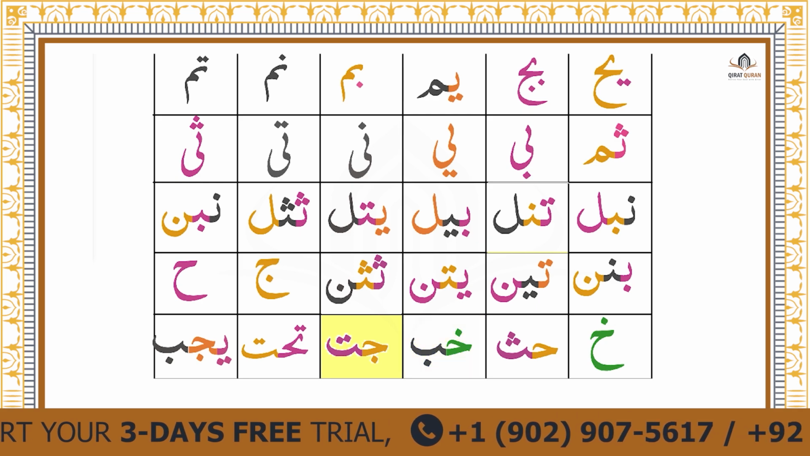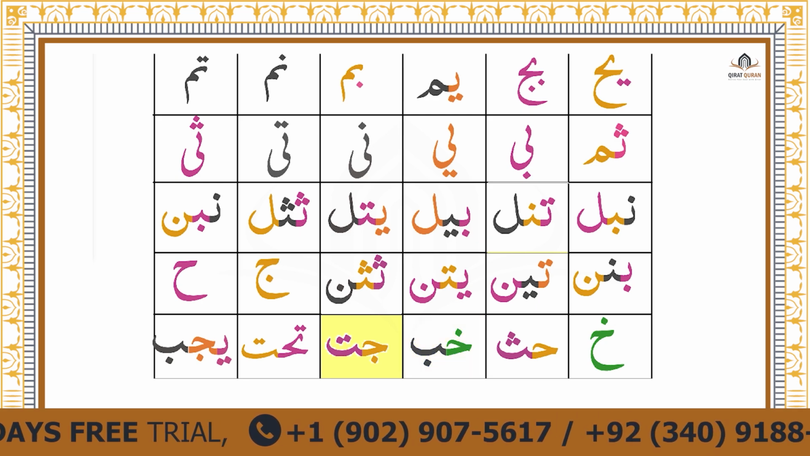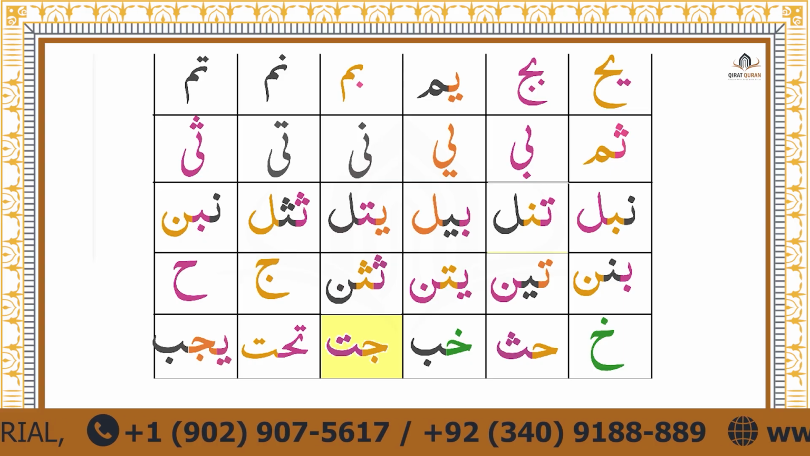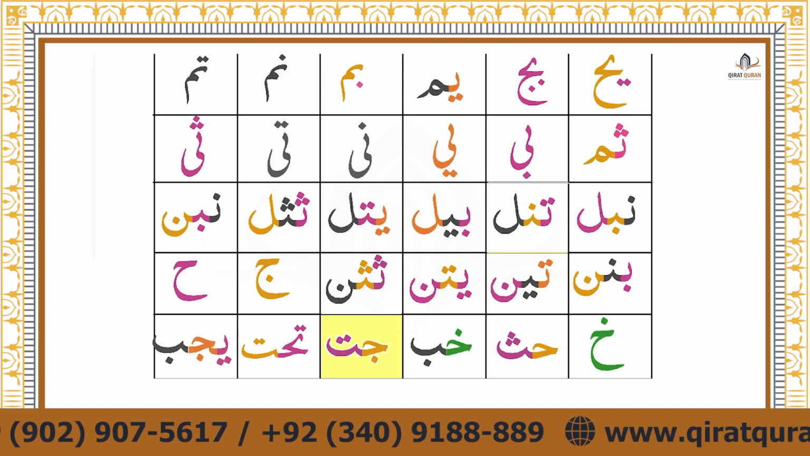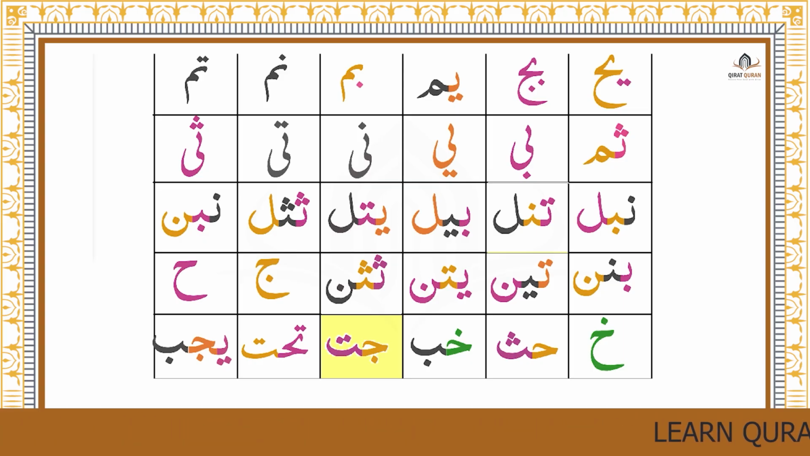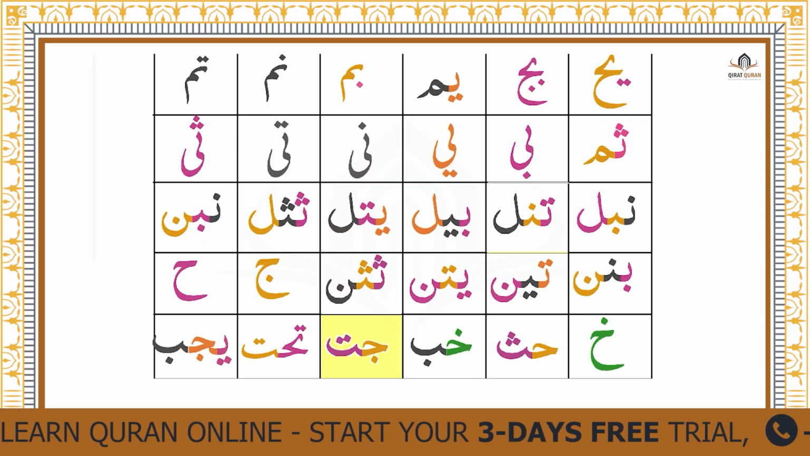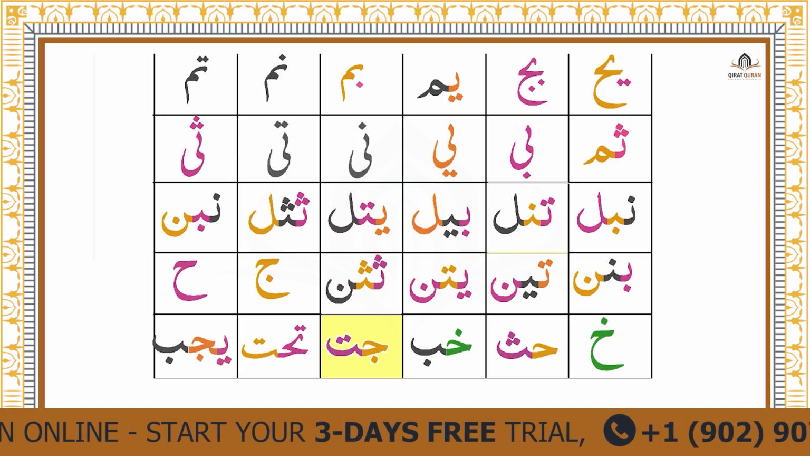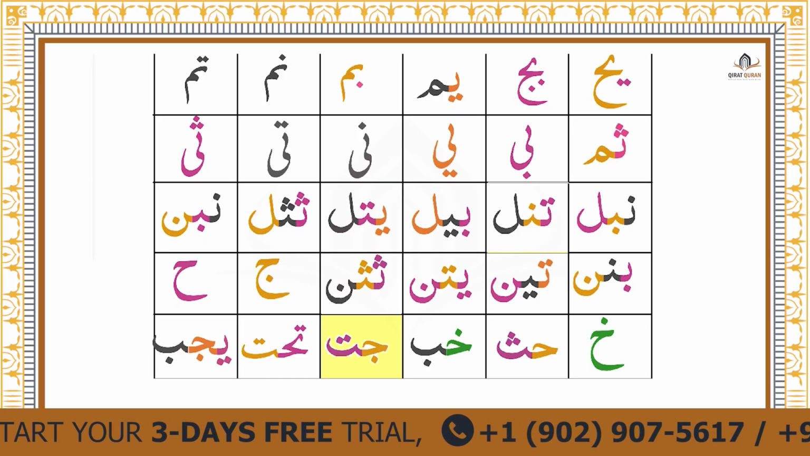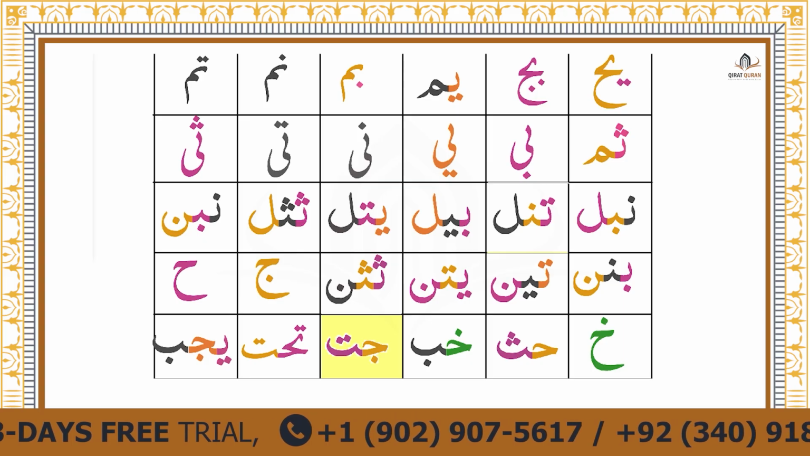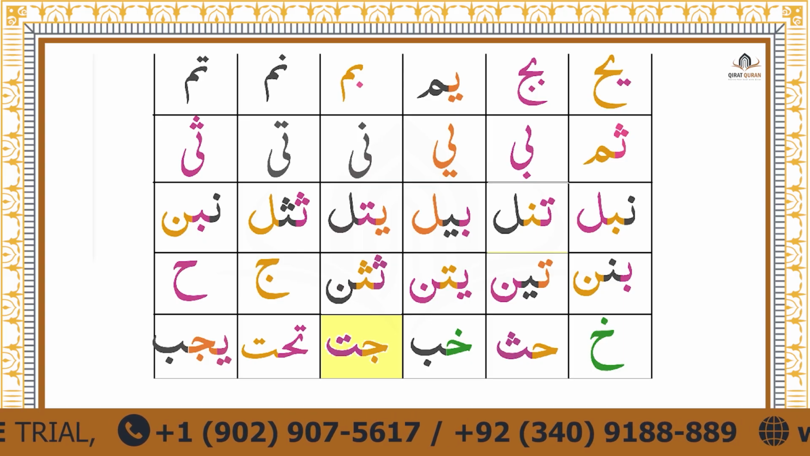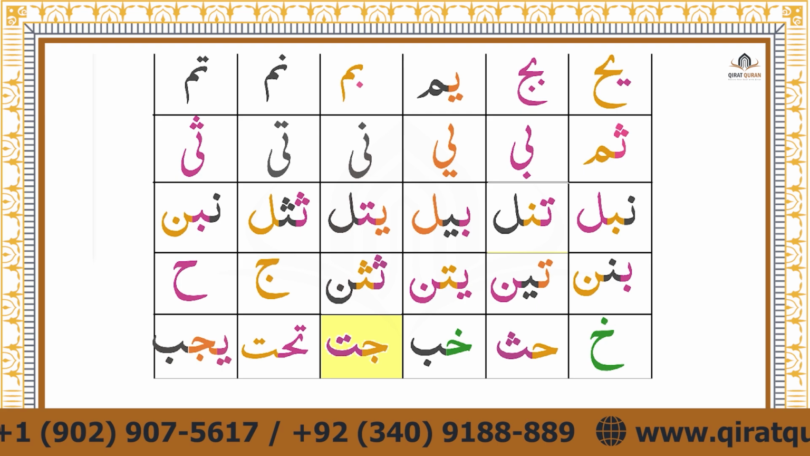But look at the formation of Jim. It has this upper part and then a lower part. It has two parts, and it also has one dot at the bottom when it connects to any other letter. So here it is connected to ta, so that's why the dot is below the letter. So this one is Jim, and then ta, because it has two dots at the top.